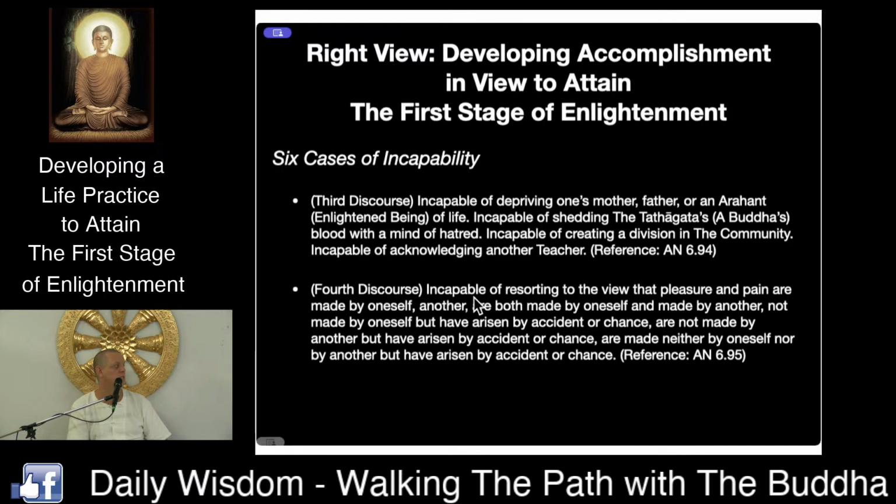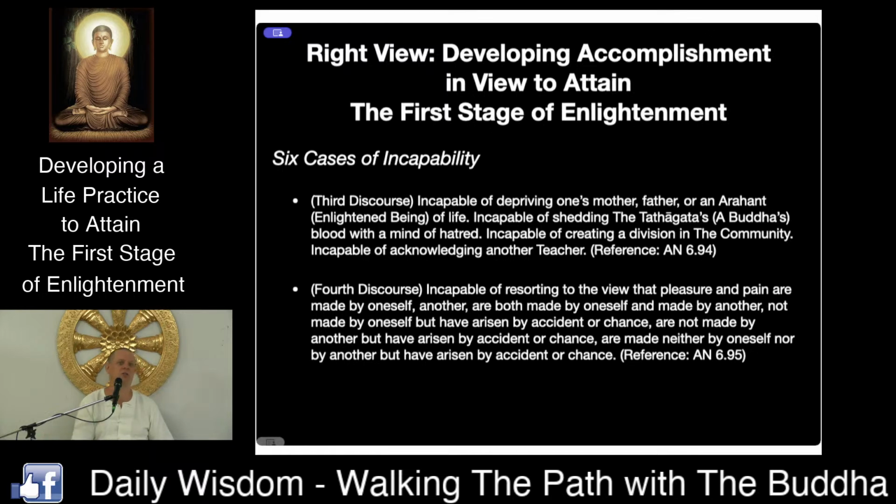In this fourth discourse, he says that one would be incapable of resorting to the view that pleasure and pain are made by oneself, another, or both made by oneself and by another, not made by oneself, but have arisen by accident or chance, are made by another, but have arisen by accident or chance, are made neither by oneself nor by another, but have arisen by accident or chance. So why does pleasure and pain arise in the mind? What's the cause of pleasure and pain arising in the mind?